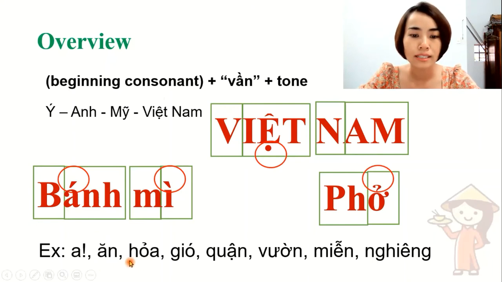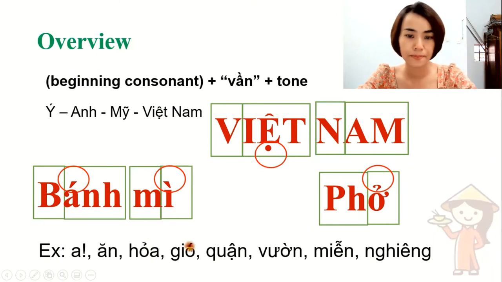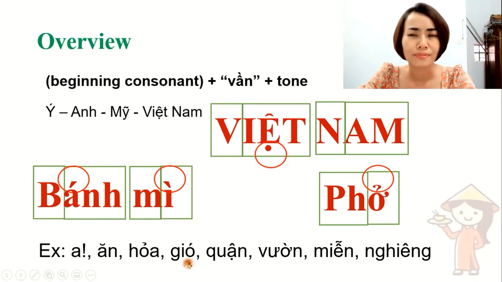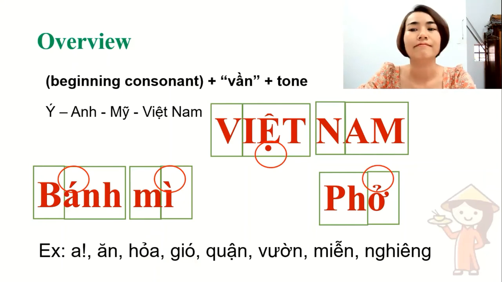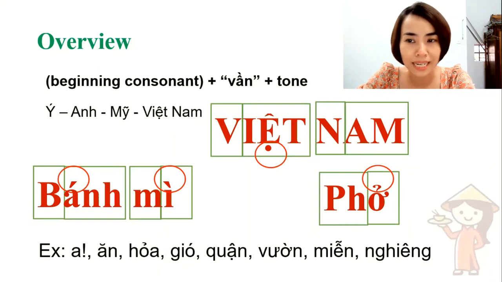Okay, next one is hỏa. So you can easily see this one, it has a beginning consonant and H is the beginning consonant. And this part, OA, is the vần, and this is the tone. Okay, so this vần has two vowels. Next one, what is the beginning consonant here? And what is the vần combination here?